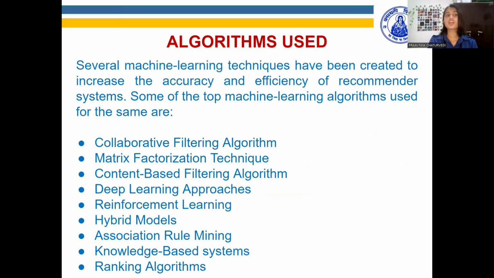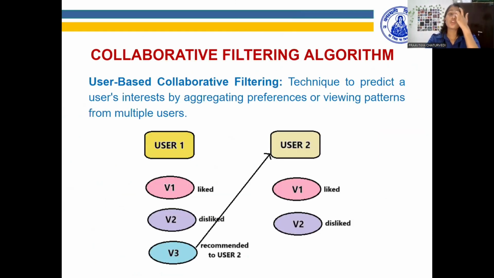Algorithms used. So the YouTube algorithm, or the recommendation system in general, is a combination of many machine learning algorithms, of which I've mentioned 9 here. I will be discussing two in detail. That is the collaborative filtering algorithm and the matrix factorization technique. Moving to the collaborative filtering algorithm. Now, the collaborative filtering algorithm is again divided into two parts. That is the user-based collaborative filtering and the item-based collaborative filtering.